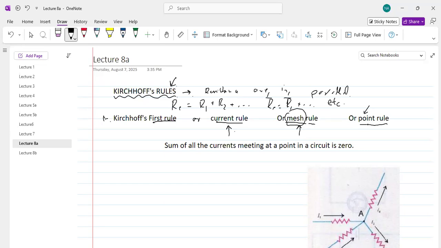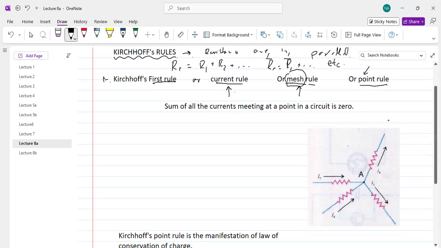In the same sense, the point rule is that at any point in a circuit. Sometimes this is described as a point rule, sometimes mesh rule, sometimes it is called current rule or Kirchhoff first rule. But whatsoever will be the name, you should recognize it. But in your text, or in your examination, it will be called Kirchhoff first rule. So you should keep in mind what is meant by Kirchhoff first rule.